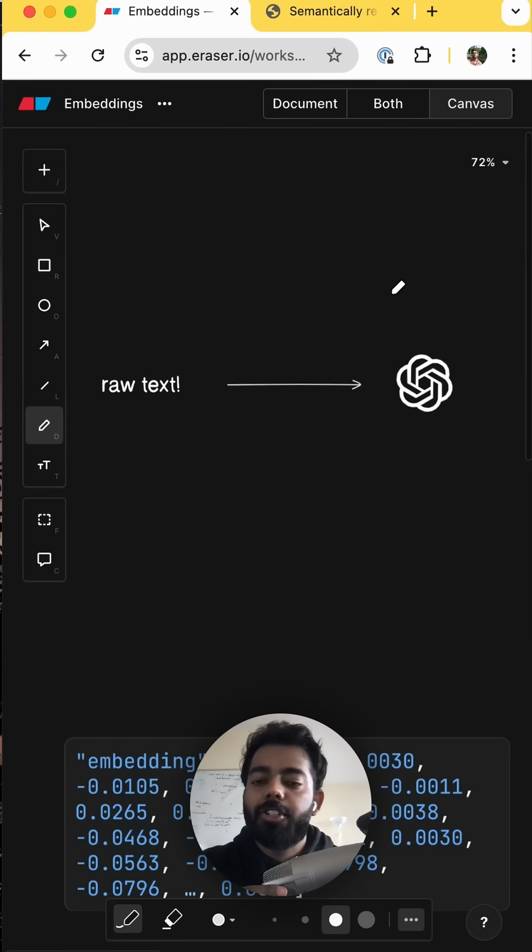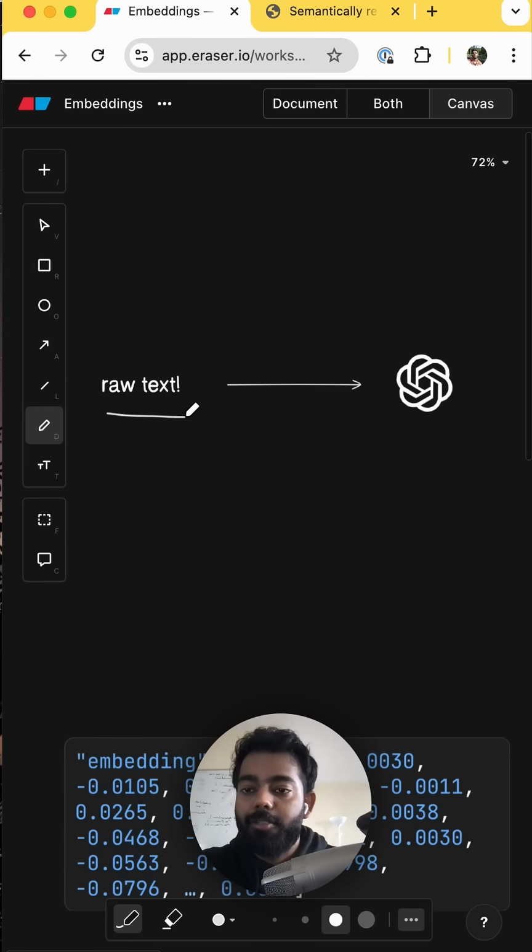Large language models like ChatGPT cannot understand raw text. So the first thing that we do for them to understand raw text is split the raw text into something called tokens. The tokens can be split based on spaces, or by letter, or by punctuation.